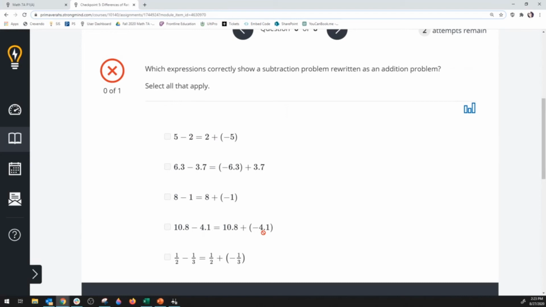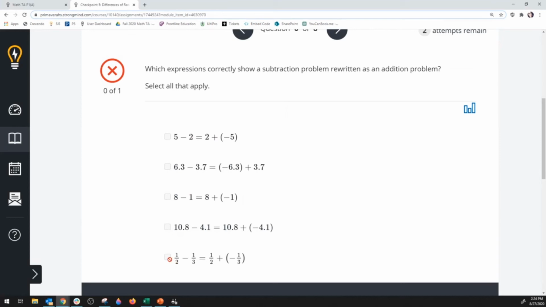Perfect. So Micah, if this top one, 8 minus 1 going to 8 plus minus 1, is correct, do you think this second one, 10.8 minus 4.1 equals 10.8 plus minus 4.1, would be correct? Perfect. Yes, this one is correct.